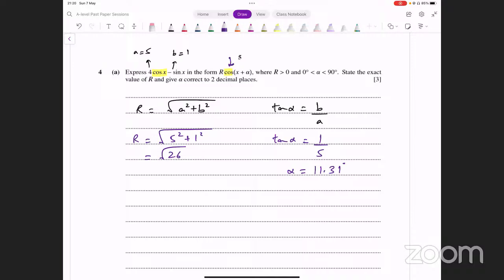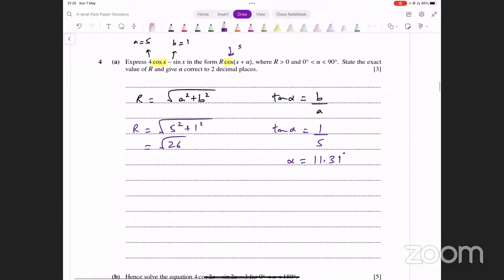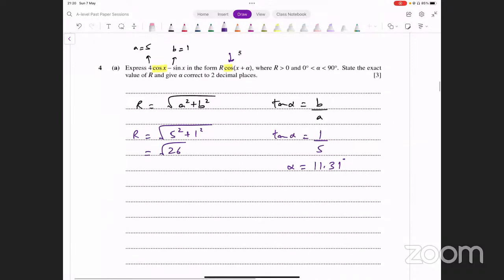ये हमें चाहिए था. ठीक है, r फाइंड कर लिया और alpha फाइंड कर लिया. वो फॉर्म क्या बन जाएगी, r cos, r is square root of 26 into cos of x plus alpha. That's x plus 11.31 degrees. This is what we needed at the end. ठीक है, ये हमें figure out करना था. Let's move on.